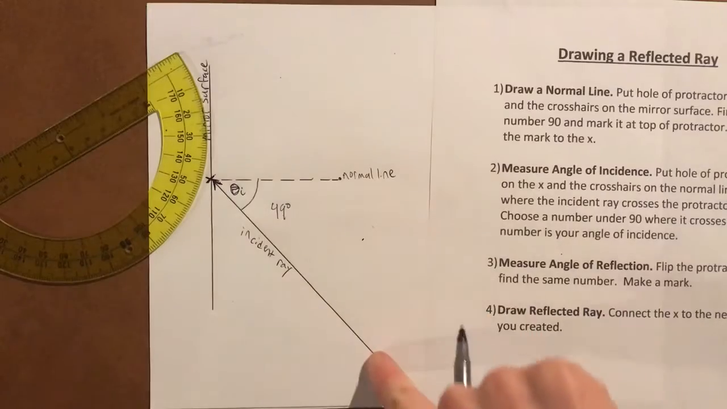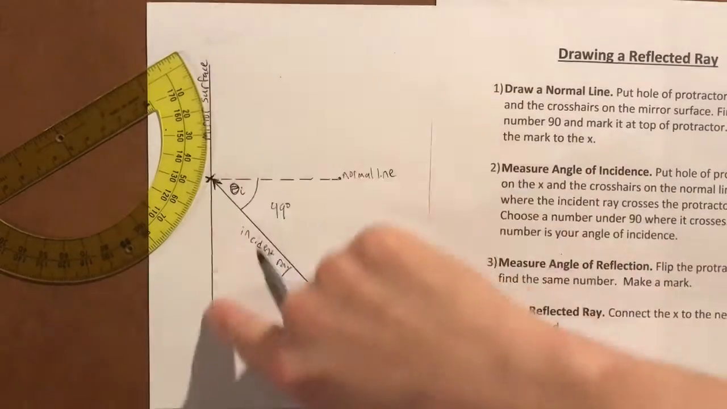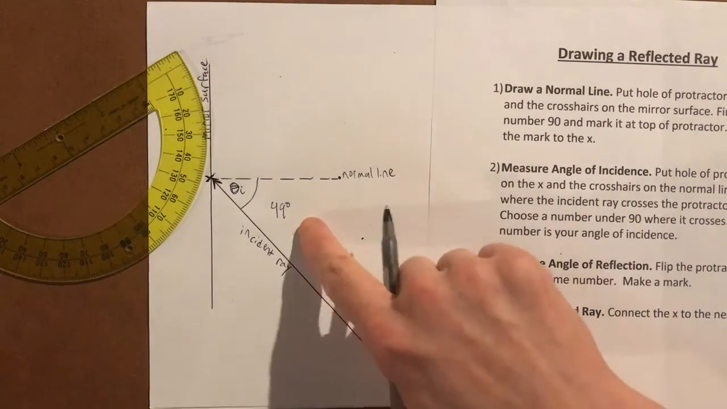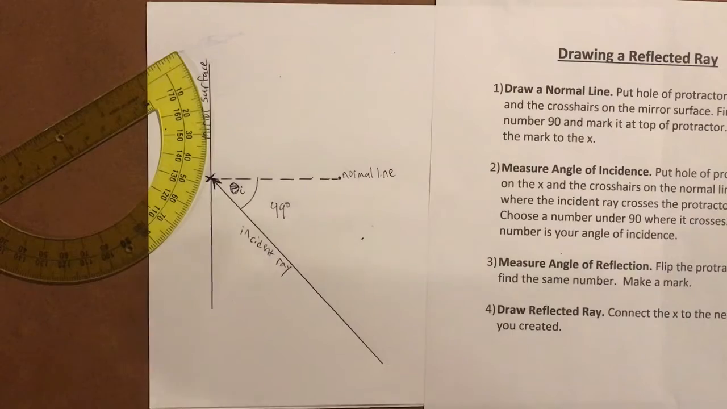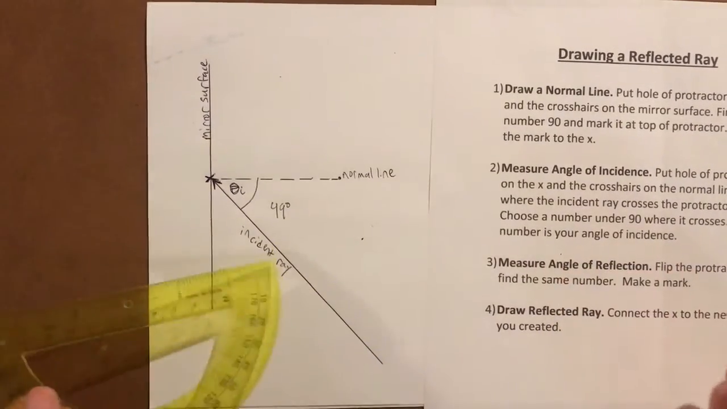You may get a different number than 49 degrees. I understand you're drawing this incident ray by hand, and the mirror surface by hand there. So if you get a different number, that's okay. Use your number, not my number, okay? Or else your drawing's going to come out all whack if you use 49 degrees, but you measured on your paper it's 39. Your drawing's going to come out all weird, all right?